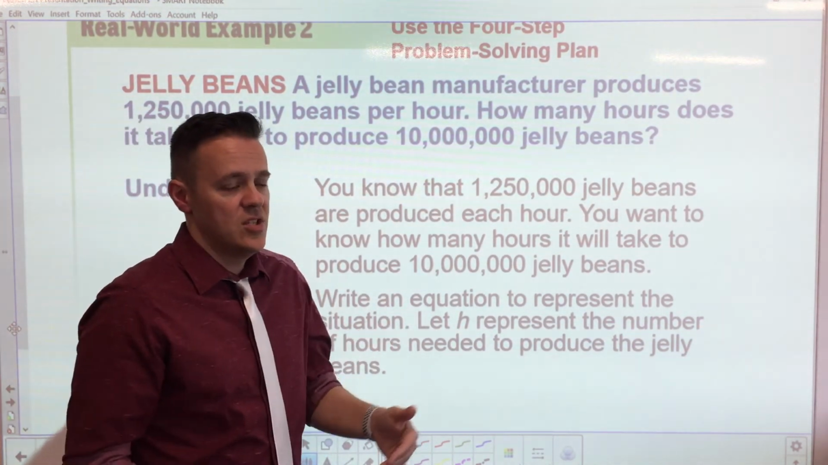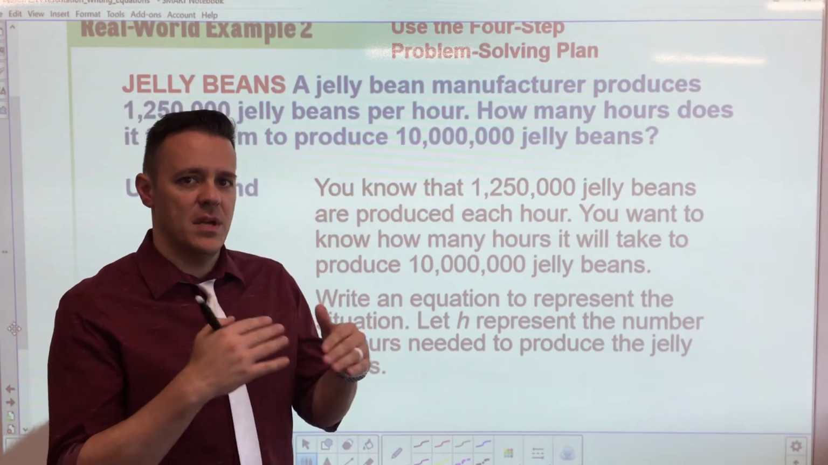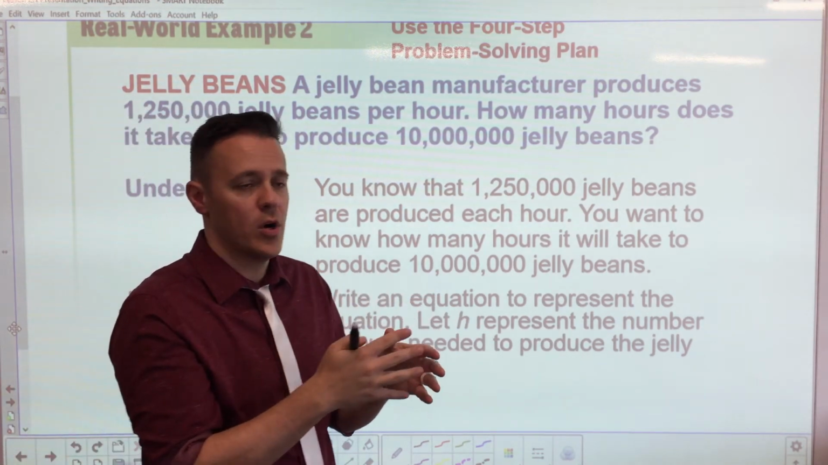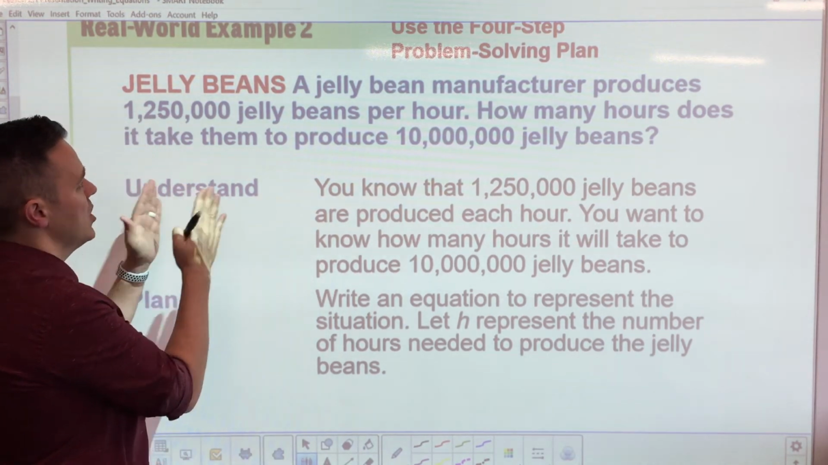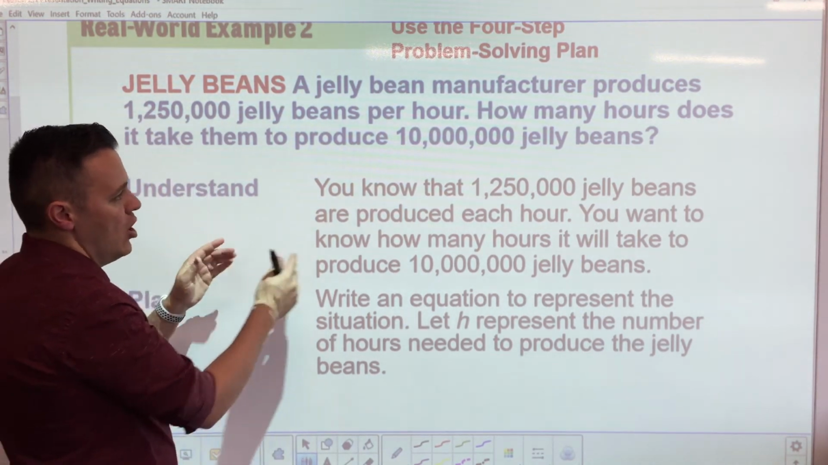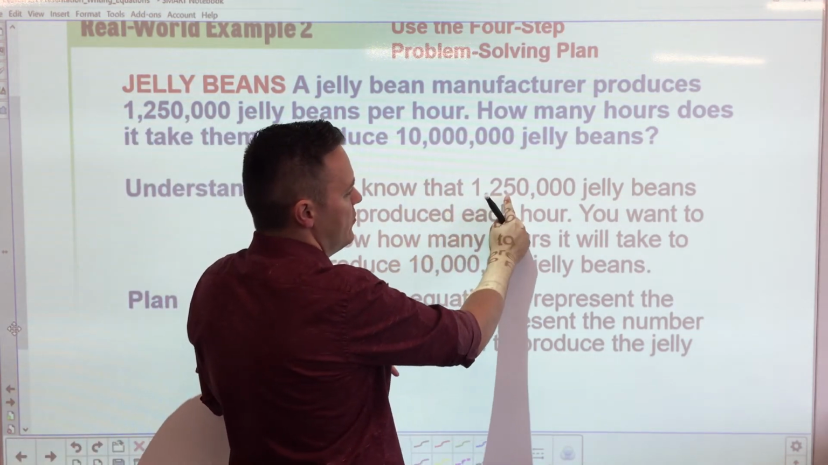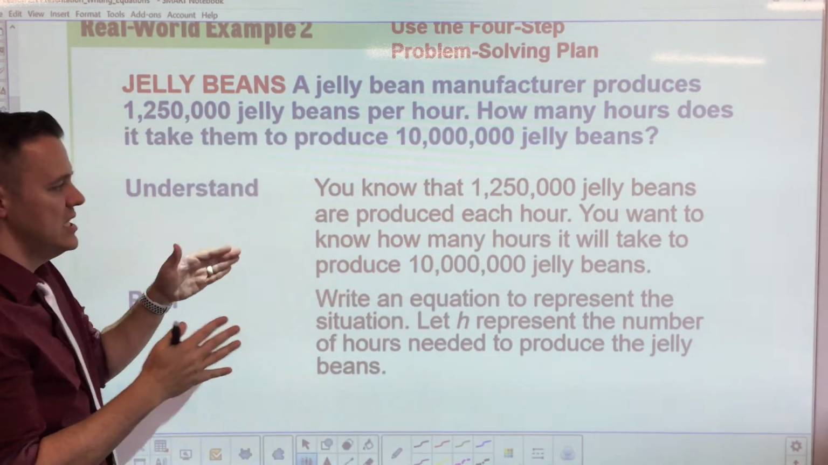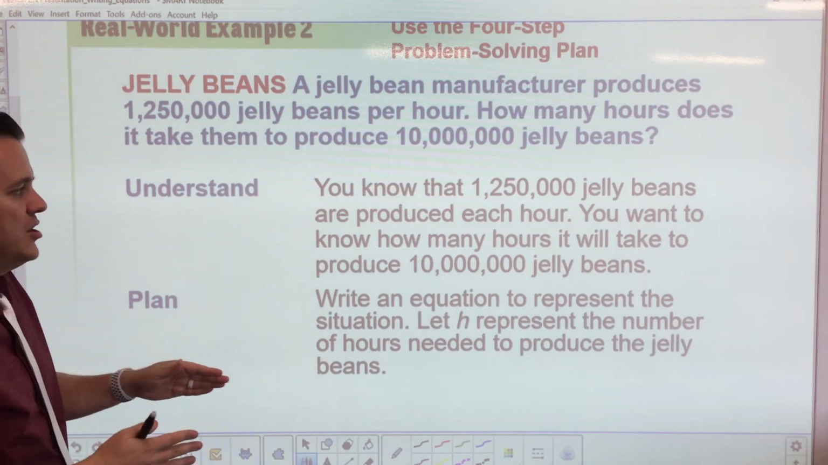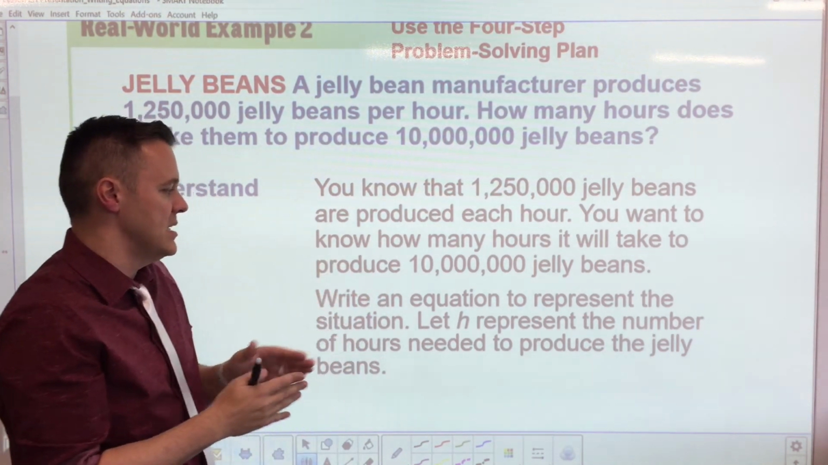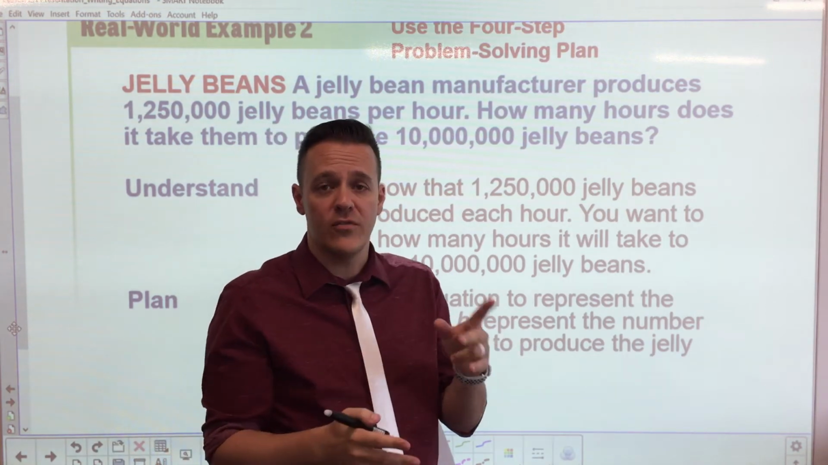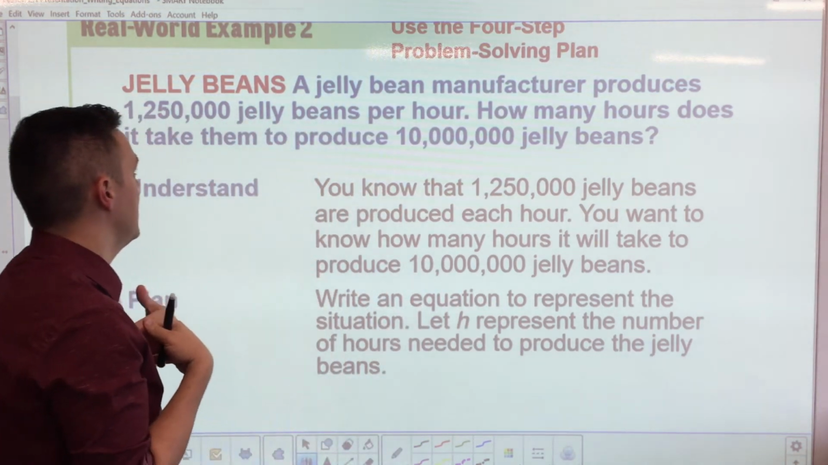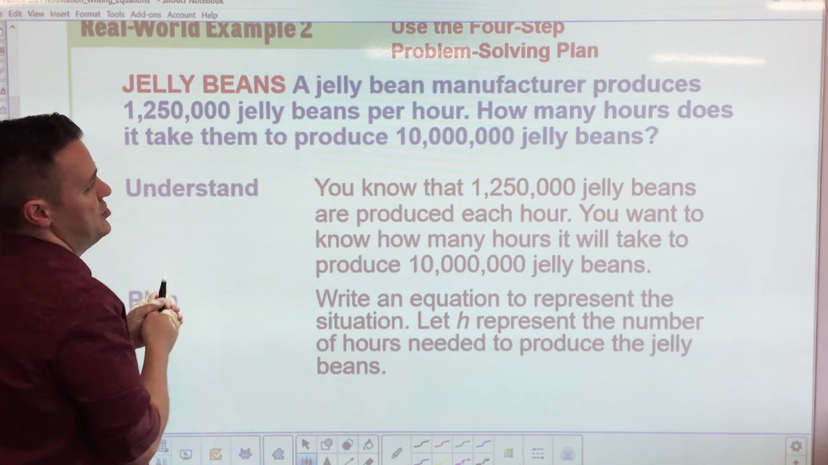When we solve these, this is the key concept I want to make sure you understand. As we go through these word problems, please break it down. What do we know by reading this? You know that 1.25 million jelly beans are produced each hour, and you want to know how many hours it's going to take to make 10 million. So you have to write an equation representing that. What's the first key thing we do? Remember, you write it down as you see it.